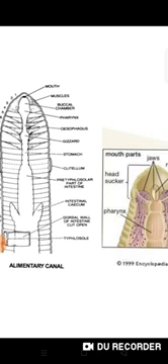Esophagus opens into the crop. It is the longest part of the alimentary canal.